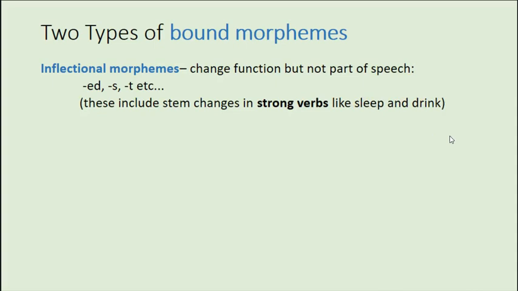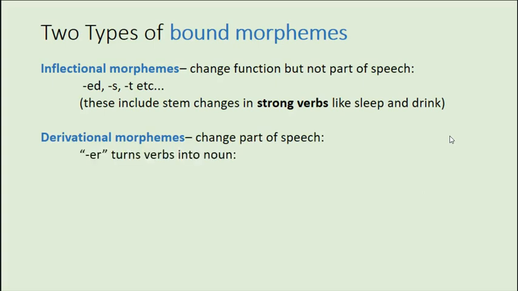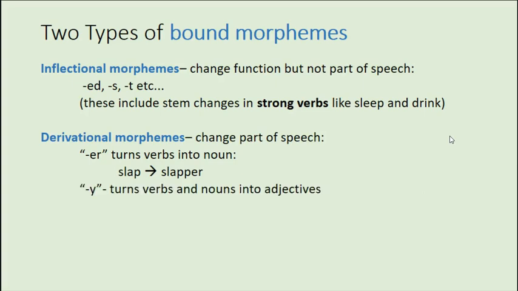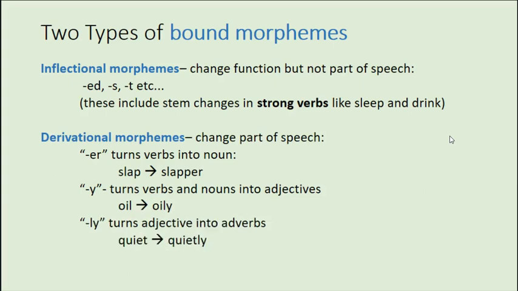The other type of bound morpheme are derivational morphemes. And these are morphemes that change parts of speech. So we have, for example, -er, which can turn a verb into a noun. I slap him, I am a slapper. -y turns verbs and nouns into adjectives. So you have lots of luck, you are lucky. This surface has oil, it is oily, right? This turns things into adjectives. And then -ly turns adjectives into adverbs. So quiet becomes quietly. These are derivational morphemes. They take a word and turn it into a different part of speech.